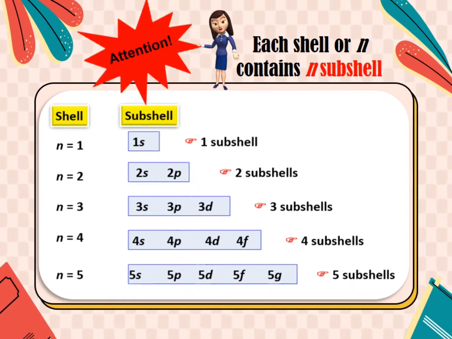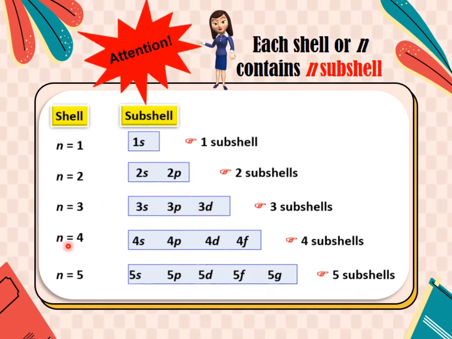Okay guys, each shell or n contains n subshells. Ini saya dah simplify kan, nak bagi you nampak. Tadi kita dah buat, kalau n sama dengan 1, kita cuma ada 1s saja, iaitu 1 je subshell. Kalau n sama dengan 2, kita akan ada 2 subshell, which is 2s and 2p. Okay, just now madam dah buat n equal to 3, we have 3 subshells because 3s, 3p and 3d. Sebab kita ada l equal to 0, l equal to 1, l equal to 2.